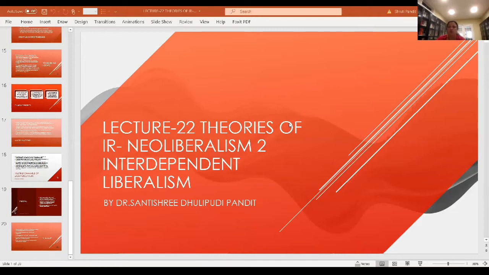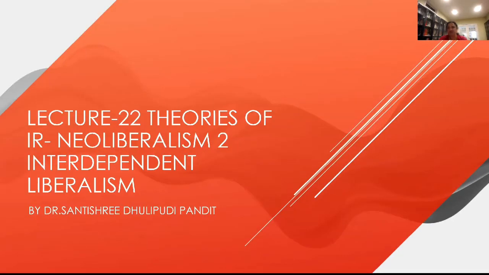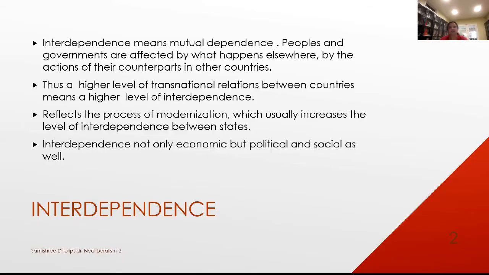The second school of neoliberalism or liberalism, one of the traditional schools of international relations. Last lecture we did sociological liberalism. In this lecture we will do what we call interdependent liberalism. Interdependent liberalism has become very popular, especially in post-Cold War international relations. And it is extremely important for us to understand who are the major thinkers of this school of international relations.